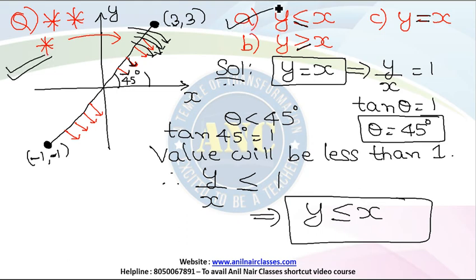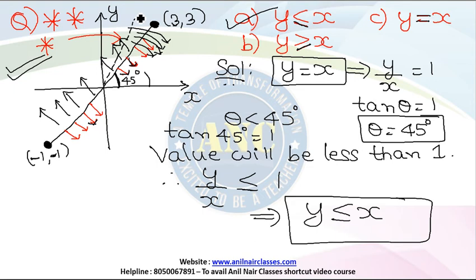Now think a little logically, sir. If I give you another graph where instead of a downward arrow I put an upward arrow, that means the graph will keep increasing. Earlier it was 45 degrees initially. Now it will keep moving like this, so the angle will be greater than 45 degrees. That means the tangent of that angle will be greater than 1, and y by x will be greater than 1, so y will be greater than x.